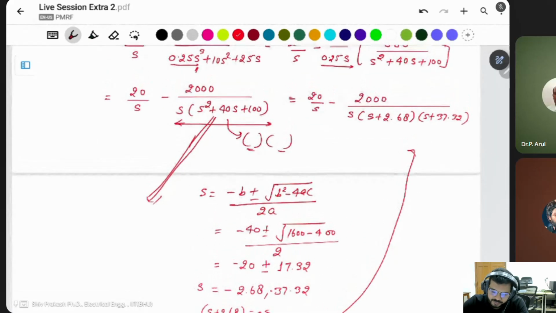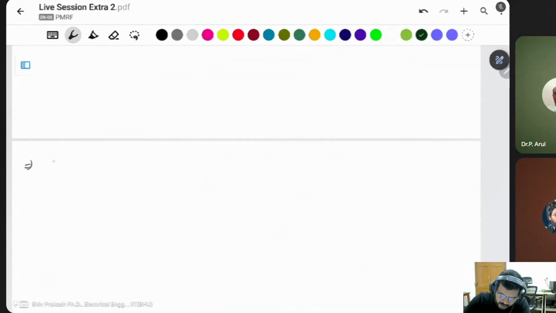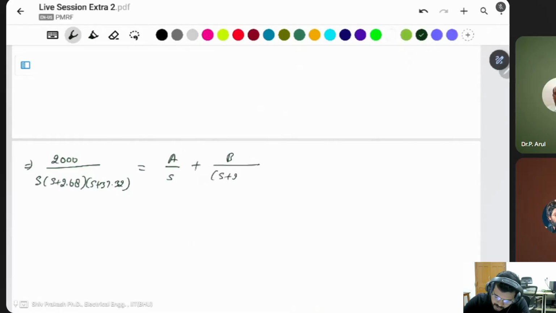Okay, this is the perfect thing. You have to do the partial fraction of this part only. I use the partial fraction of that one. It means 2000 divided by s times s plus 2.68 times s plus 37.32 is equal to A by s plus B divided by s plus 2.68 plus C divided by s plus 37.32.